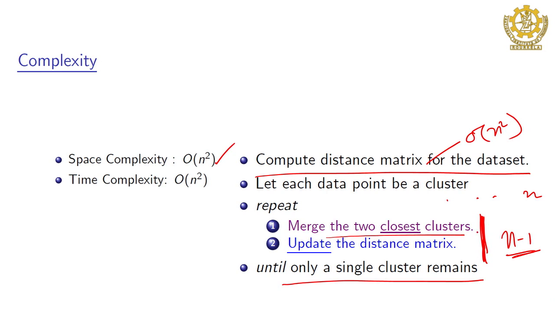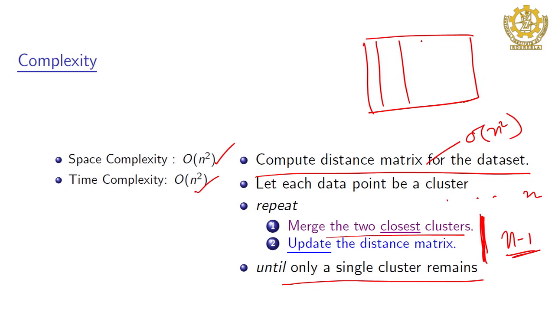If it is n, then we say the total complexity is order of n square. If it is n square, how do you merge? Find the two closest clusters. Without any further data structure, what can you do? You have to find the two closest clusters, so you have to look at all the elements here. There are order of n square elements. So, searching for the minimum will take order of n square time. Each time you have to find the minimum, so order of n square time.